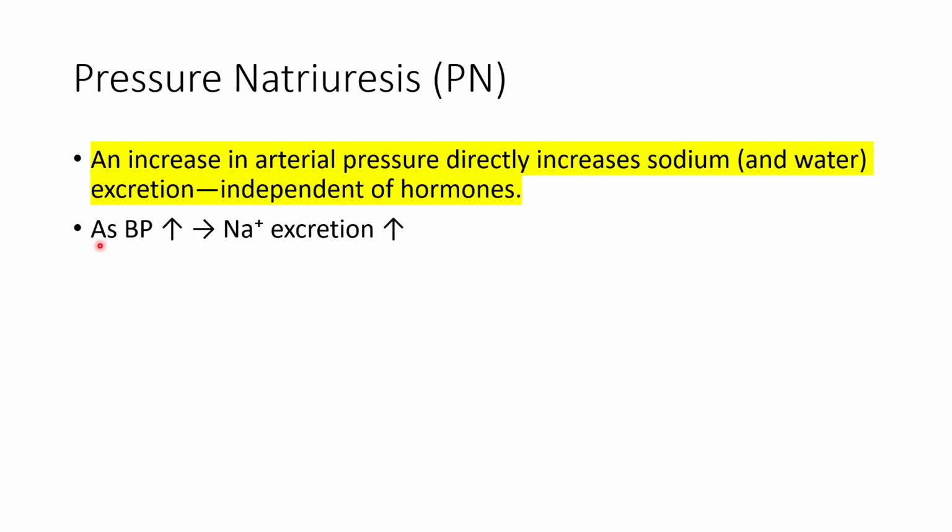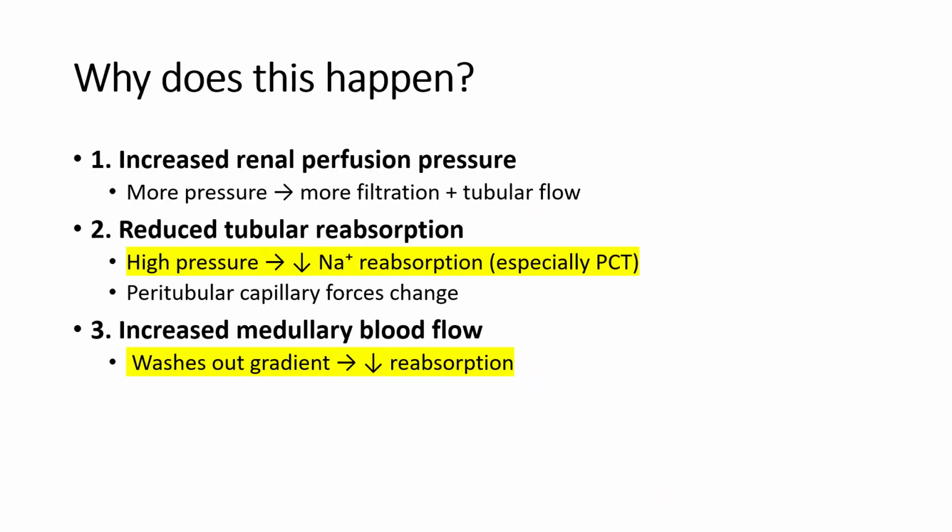Then there is this one important concept of pressure natriuresis. Basically, it is a physiological thing. Any increase in your arterial pressure can directly increase the sodium and water, as water follows sodium, excretion, independent of any endocrinal hormone. So as BP increases, sodium excretion also increases. How does this happen? Basically, first thing is very simple, because there is increased perfusion pressure at the kidney. So that will lead to more filtration, more tubular flow. So that will increase the amount of sodium and water the kidney can excrete.